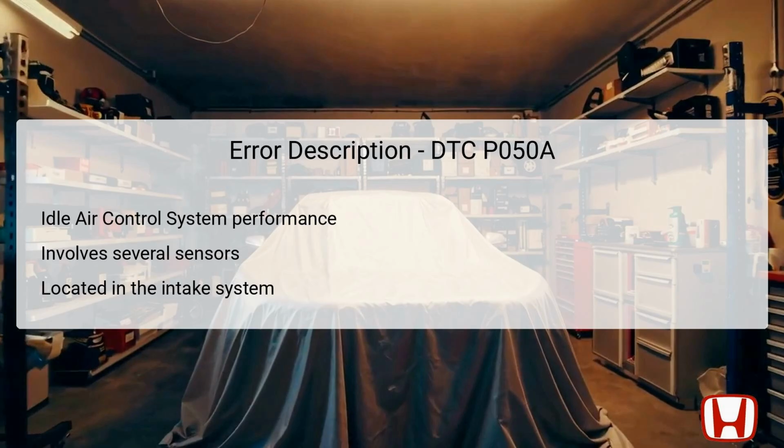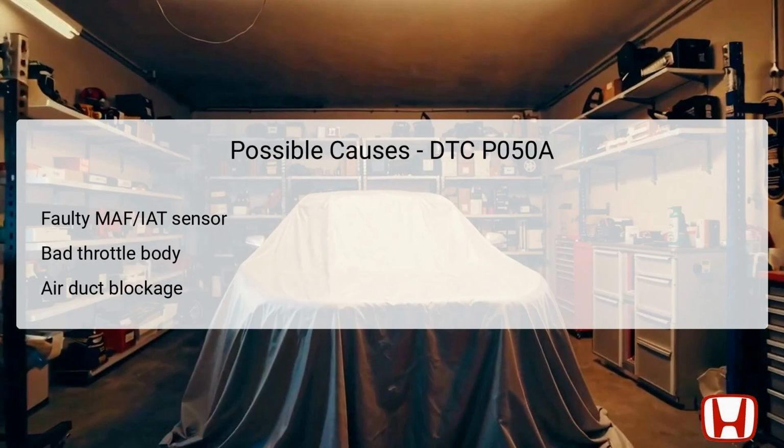These components are generally located in the engine compartment, connected through ducts that lead from the air intake to the engine. During cold starts, the vehicle's management system demands precise inputs from these sensors to optimize engine performance. If any of these components fail to provide accurate data or function correctly, it could trigger the P050A code. The potential causes for DTC P050A can range from issues in the MAF sensor or IAT sensor to blockages in the air intake pathway.